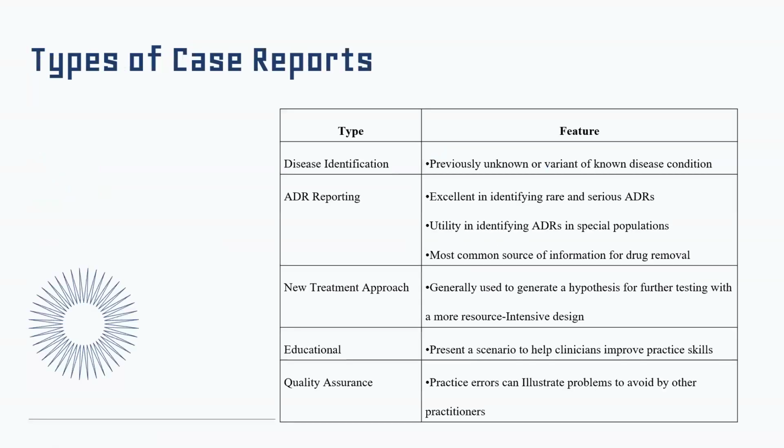Now let's look at different types of case reports. These can be categorized into 5, that is, majorly to find a new disease, a new presentation, to report an ADR, or a novel therapeutic approach. These can also be educational, where a new scenario is presented to clinicians to improve their practical skills, and quality assurance, where practice errors that illustrate problems are published, so that we can prevent those errors. So case reports and case series can be categorized into these 5 types.